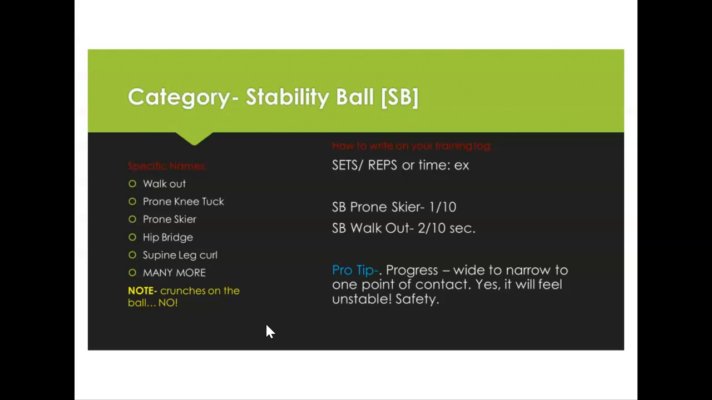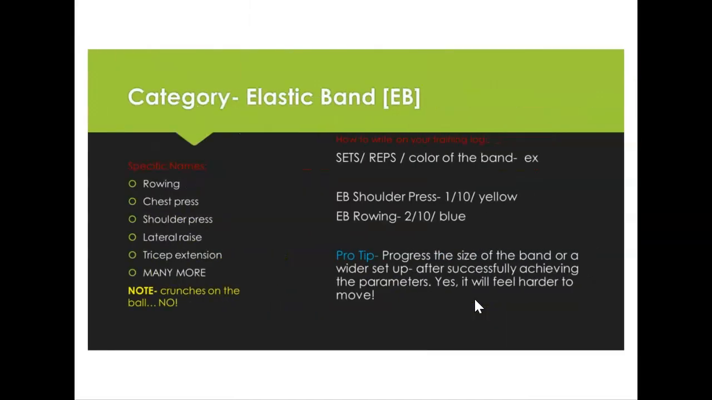So the prone skier, 1 set of 10, and then the stability ball walkout. Here's the first one where we have time. So we're going to write SEC for seconds, and we want to have good quality for those 10 seconds. Remember, the pro tip, if you want to progress, that is wide to narrow to 1 point of contact. Yes, it will feel unstable.